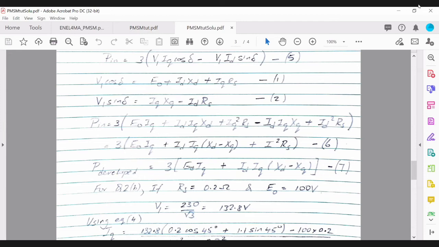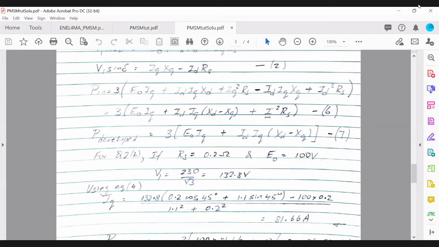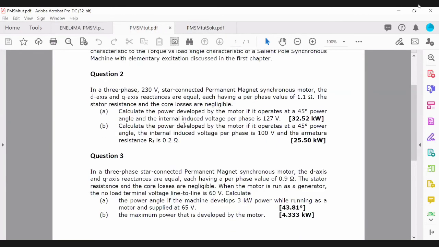So you have 3EIQ, and the component here is basically neglecting the stator resistance, okay? So if we look at question 2b, they asked us basically to calculate the power developed by the motor if it operates at a 45-degree power angle, right? Given that the induced voltage for part B is 100 volt, and the armature resistance is 0.2, okay?